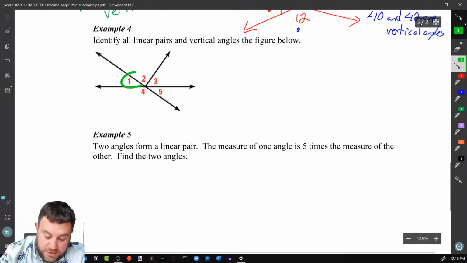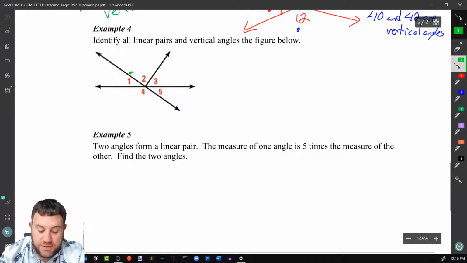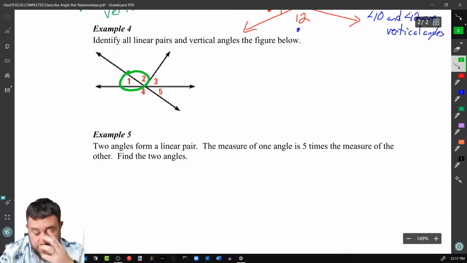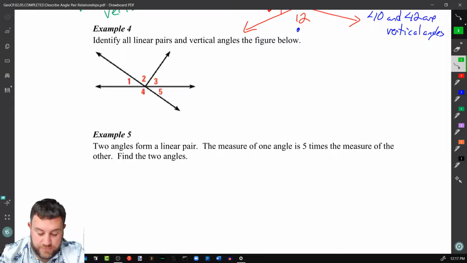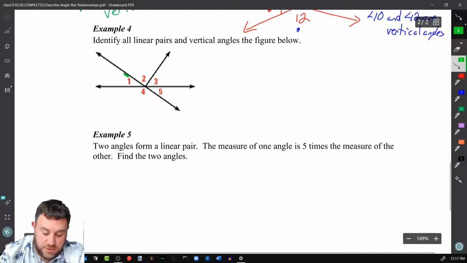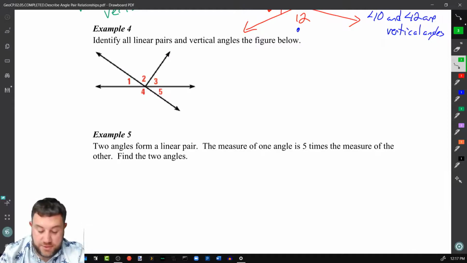So for starters, we'll just say, are 1 and 2 a linear pair? And they are not, because they don't form a straight line. They don't form opposite rays. Are they vertical? No, because they're next to each other. What about 1 and 3? Well, no, because those are nothing.